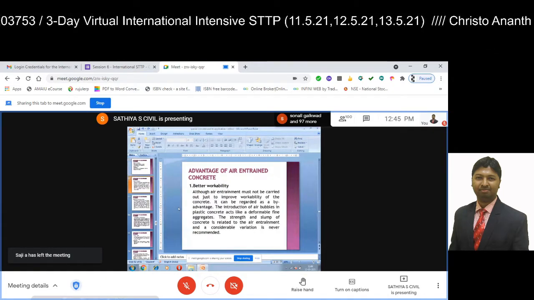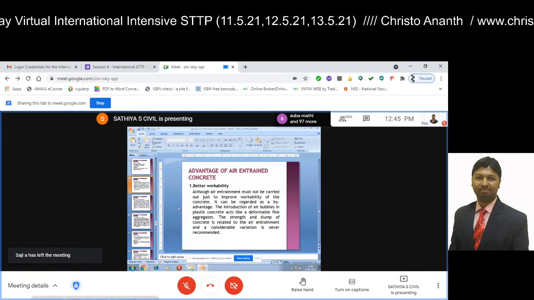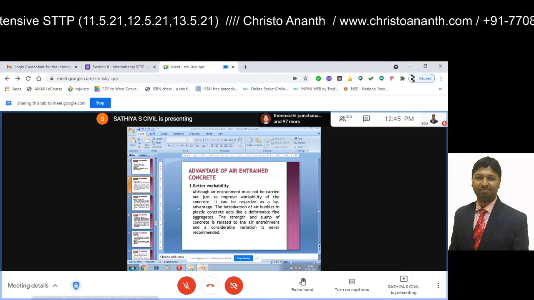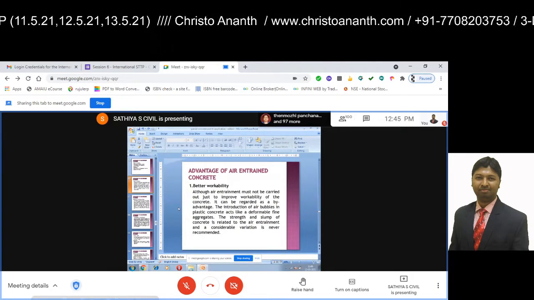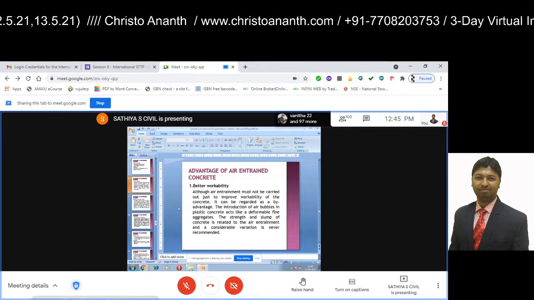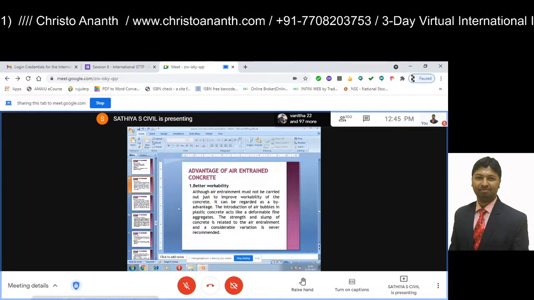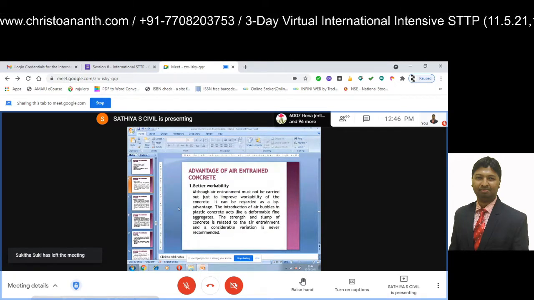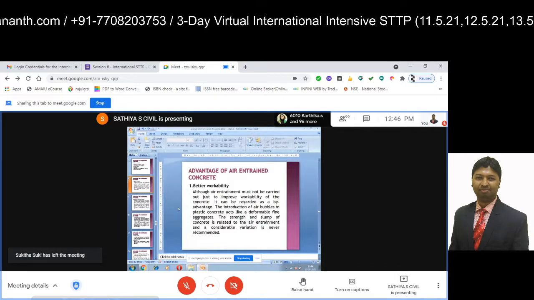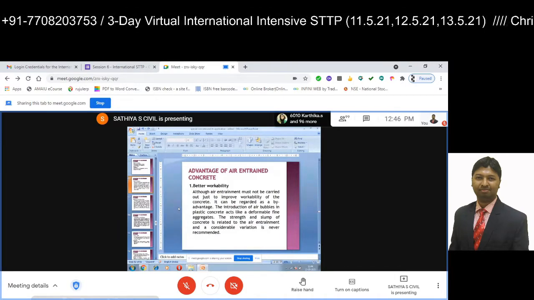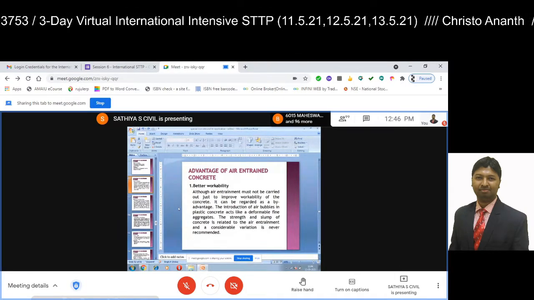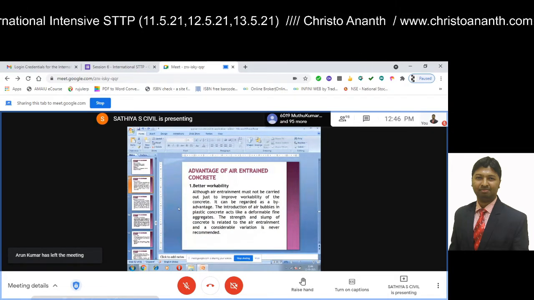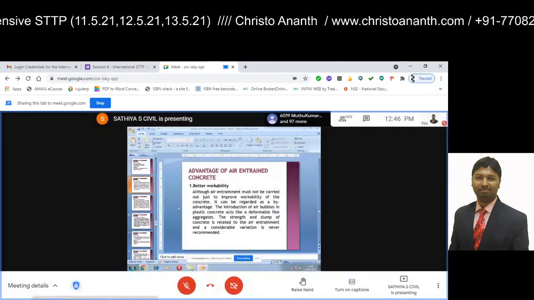Then the advantage of air entrained concrete: better workability. Although air entrainment must not be carried out just to improve workability of the concrete, it can be regarded as a by-advantage. When the workability is increased, if we increase the water cement ratio, the workability will automatically increase. But for high workability concrete, the strength of the concrete will be reduced. Hence, with better workability, the concrete will not achieve good strength. It can be regarded as a by-advantage.